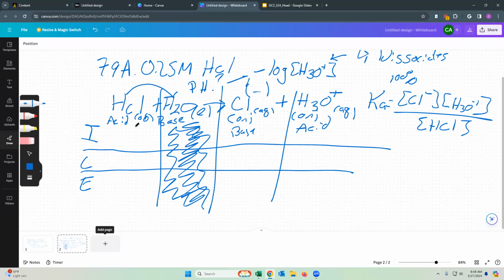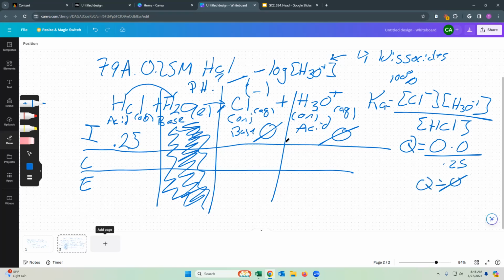All right, HCl, what's our initial concentration? 0.25. No chloride, no hydronium. We can calculate Q. Remember, Q is just the initial concentration, or any concentration that's not equilibrium. 0 times 0 divided by 0.25. Q is 0. So if Q is 0, we have to make products. So minus X, plus X, plus X, then 0.25 minus X, X, X. All right, so we've come across this before. Now we have to figure out what X is.